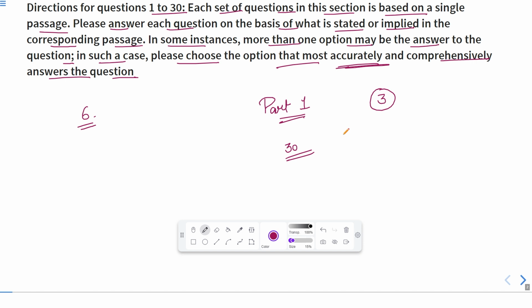So let's begin this session. First of all, we'll read the entire passage. We'll try to figure out the meaning of that passage. We will try to analyze the meaning of that particular passage. And after that, we'll discuss each and every question in detail.